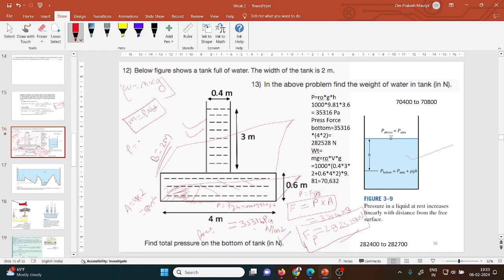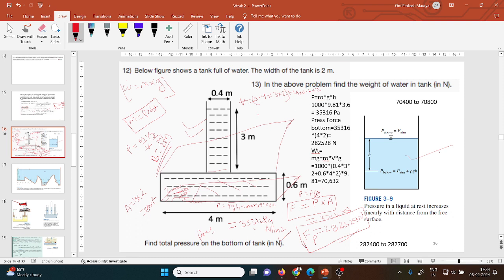You know already the density is equal to mass by volume, in kg per meter cube. So kg represents the mass and meter cube represents the volume. So what is the volume of the tank? The tank has two parts. Two parts means this column and the one below. The width is given already in the question as 2 meter. So first part plus second part: 0.4 into 0.6 into 2, and 4 into 0.6 into 2.